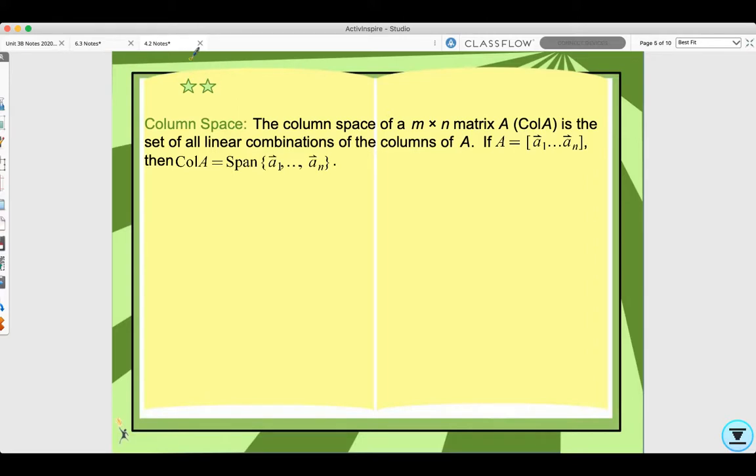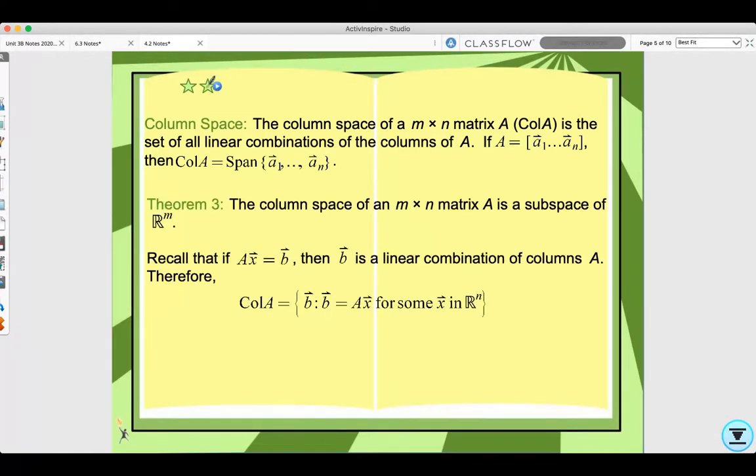Column space. The column space of an m by n matrix A, col A, is the set of all linear combinations of the columns of A. If A is [a1 ... an], then col A is the span of a1 through an. Theorem 3. The column space of an m by n matrix A is a subspace of R^m. Recall that if Ax = b, then b is a linear combination of the columns of A. Therefore, col A is the set of vectors b such that b = Ax for some x in R^n.